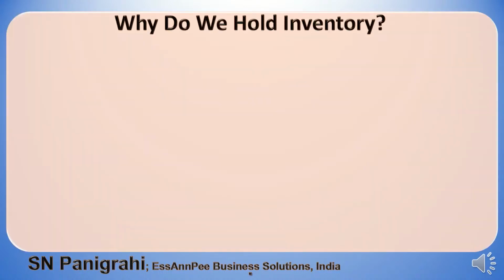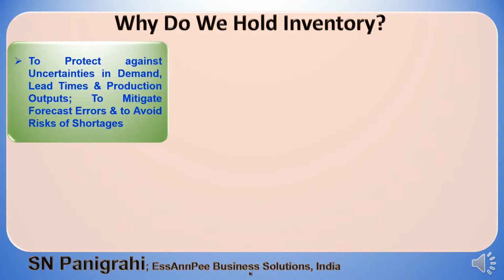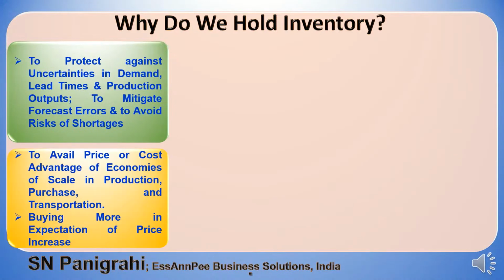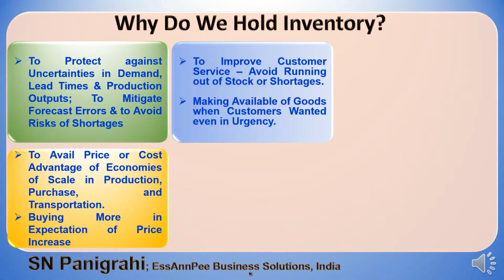The primary objective in terms of holding inventory is to protect against uncertainties in demand, lead times and production outputs, to mitigate forecast errors and to avoid risks of shortages. To avail price or cost advantage of economies of scale in production, purchase, and transportation. Buying more in expectation of price increase. To improve customer service, avoid running out of stock or shortages. Making available of goods when customers want it even in urgency.